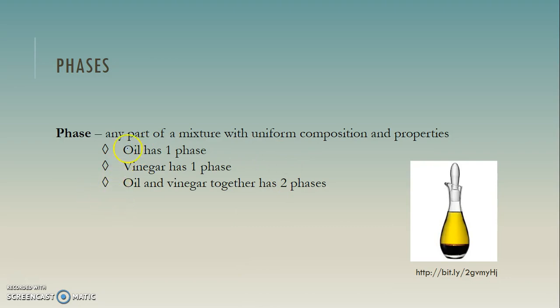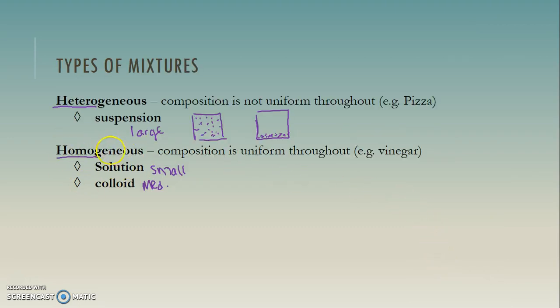The next thing that I have is phases. Phases are just the different layers of the mixture that you have. So here's a picture example of oil and vinegar. You can see two different colored layers, so it has two phases. If we go back to the homogeneous ones, there's just one phase. Like, you can't tell the parts apart. They have one phase for both of these solutions and colloids.